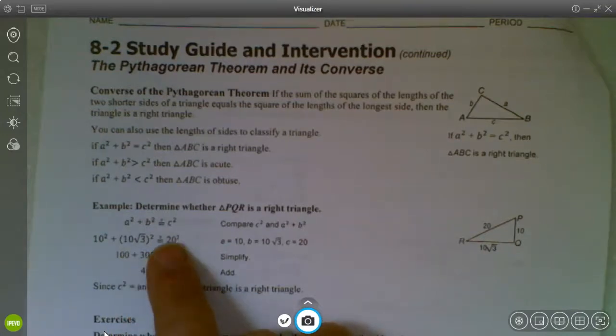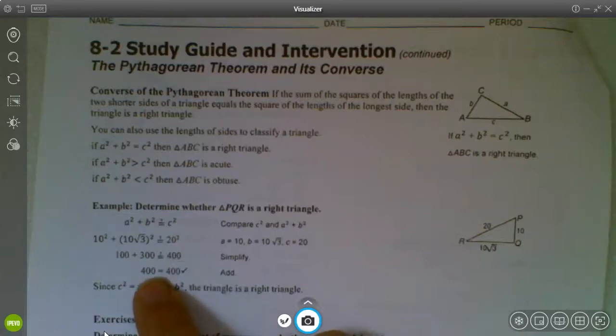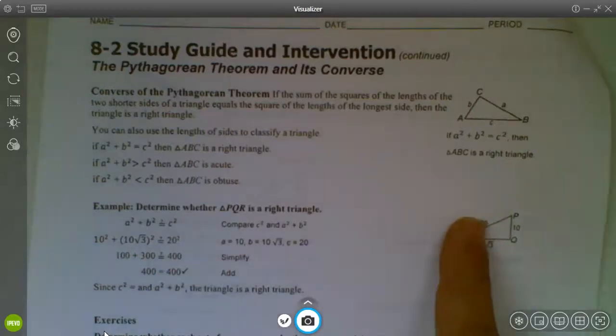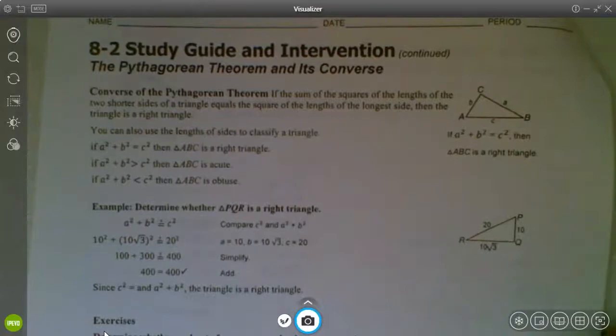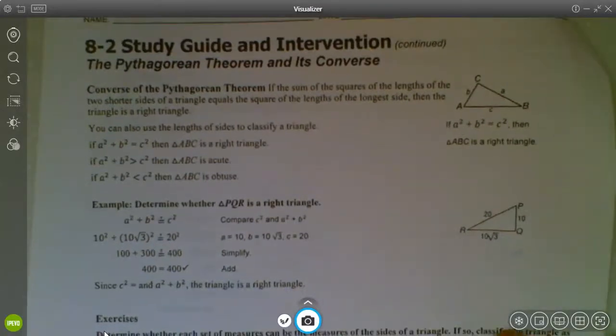And if I square 20, I get 400. Well, as I simplify that, I can see that sure enough, I get a true statement. A squared plus b squared does equal c squared. So because it fits the formula, that means certainly we do have a right triangle over here. So it's a way of testing to see what kind of a triangle we have.